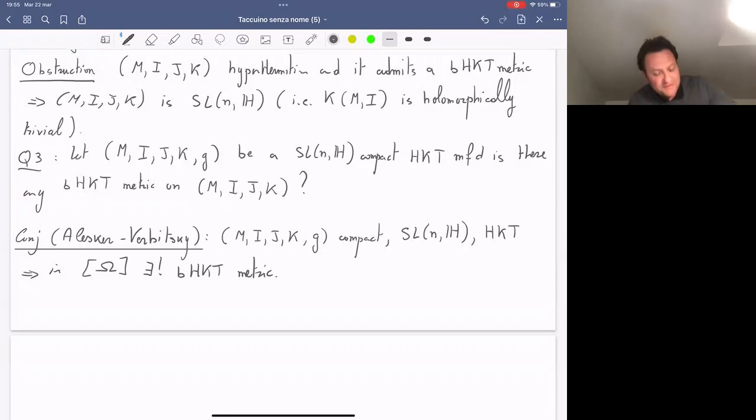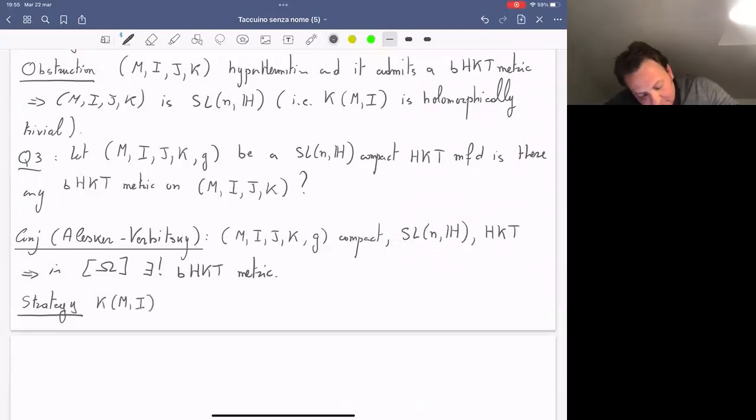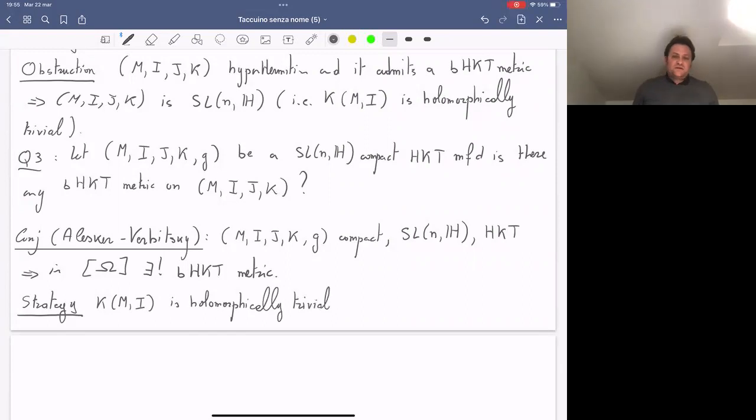And I describe a little bit the strategy. Okay, the strategy is the following. I mean, the strategy consists in reducing the problem to a partial differential equation as usual. And in order to do this, we have this assumption. So this assumption implies that K_M is holomorphically trivial. Okay, is holomorphically trivial, so we can consider eta, which is a holomorphic volume form.